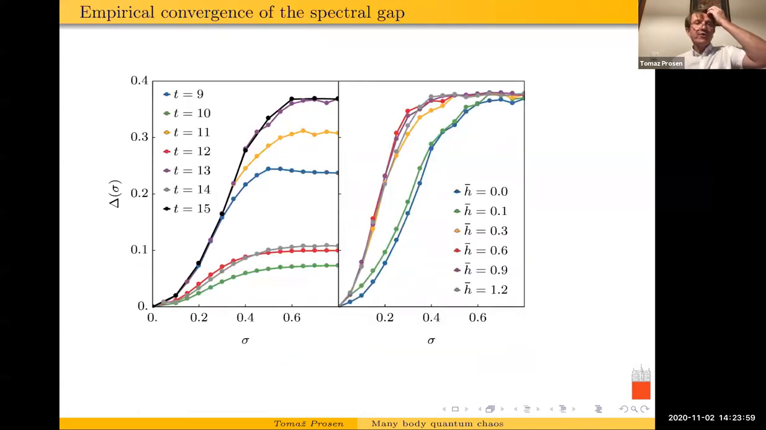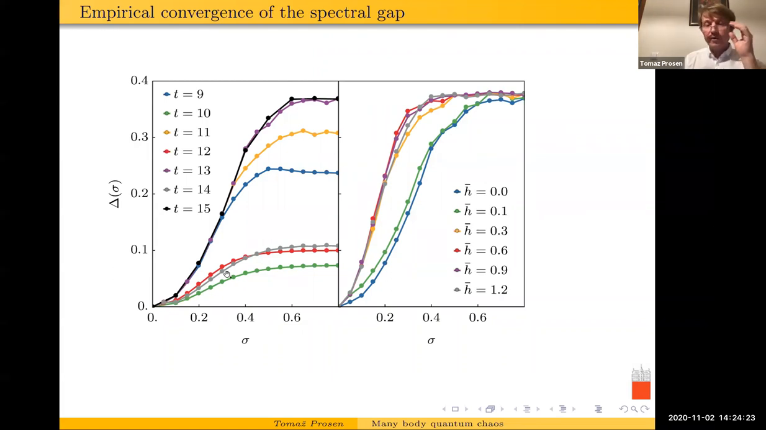I give you, just for a flavor, some numerics on the spectral gap. The spectral gap actually opens as soon as you introduce disorder averaging, and it opens as sigma squared. This is the spectral gap as a function of the number of time steps, and this is a function of the other parameter of the averaging, the average field. The point is that the spectral gap is always positive as soon as sigma is non-zero.